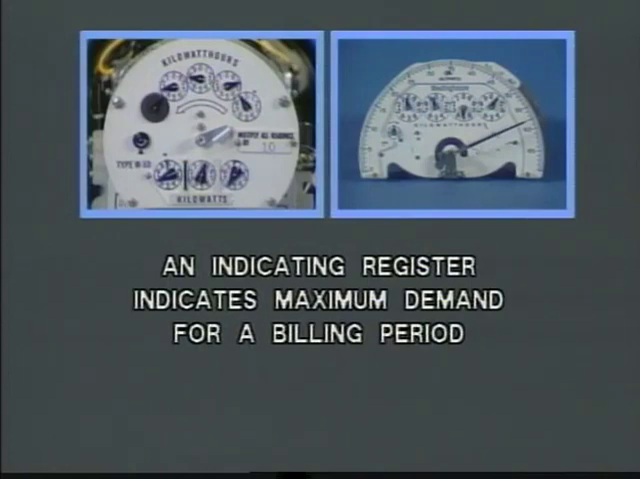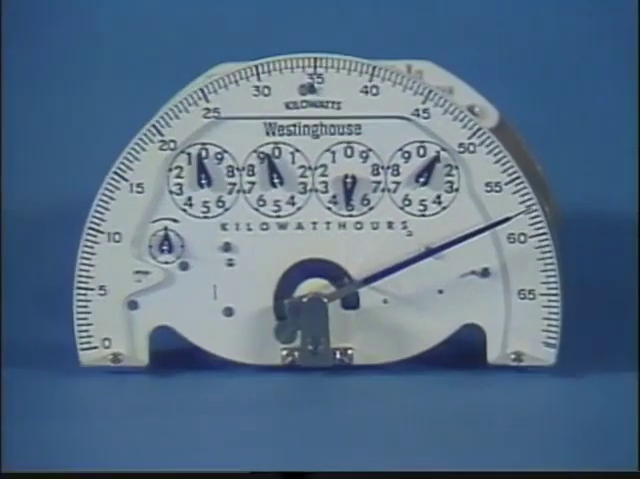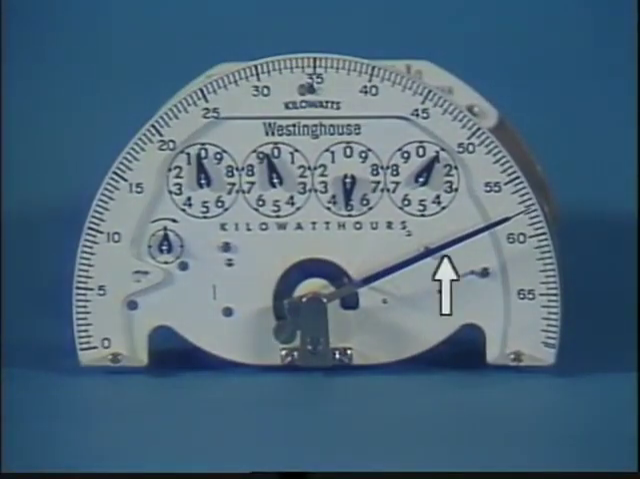An indicating register is a type of register that indicates only the maximum demand for each billing period. There are two basic models of indicating registers. These are the sweep pointer indicating register and the dial indicating register. The sweep pointer indicating register has a single pointer and a graduated arc-shaped scale. Each increment on the scale represents a given value. The value represented can vary depending on the full-scale value of the register.